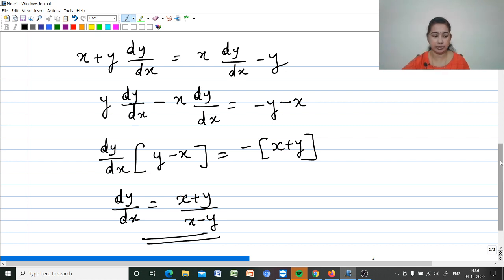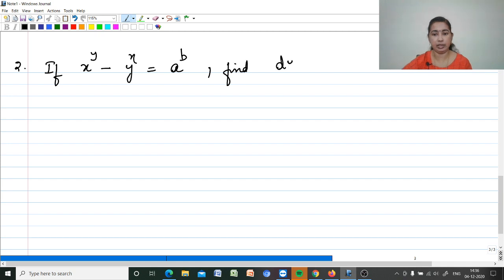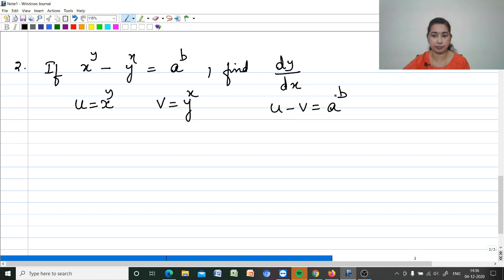Now, second question. Question number 2. If x raised to y minus y raised to x is equal to a raised to b, find dy by dx. So, here we can write this as u, x raised to y, I am taking it as u, and y raised to x, I am taking it as v. So that this equation can be written as u minus v is equal to a raised to b.